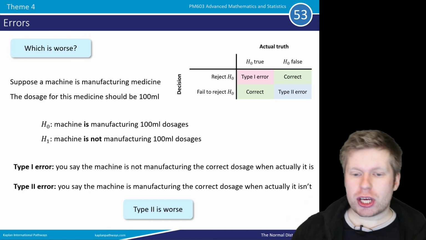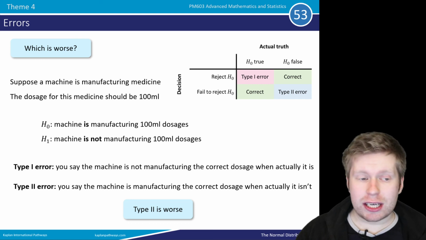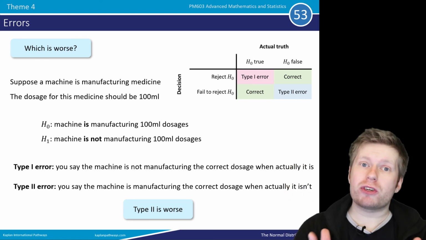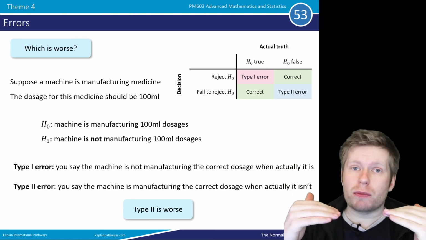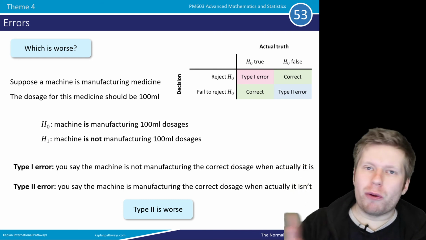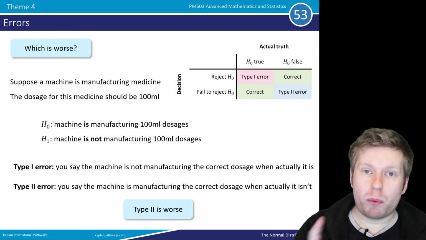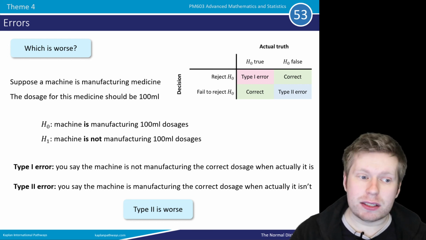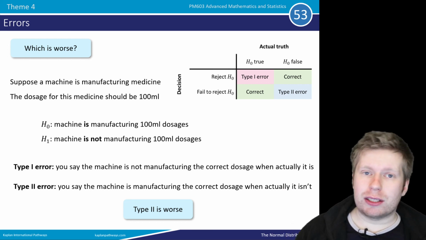So if you say that the machine is not manufacturing the correct dosage when actually it is, the worst that happens is that you halt the production process, you reset the parameters of the machine, and then you go again. So it's basically just wasting time, but there's no real wastage there. There might just be a little bit of wasted time and perhaps a few wasted medicines, okay? But it means that everybody's still getting the correct dosage.